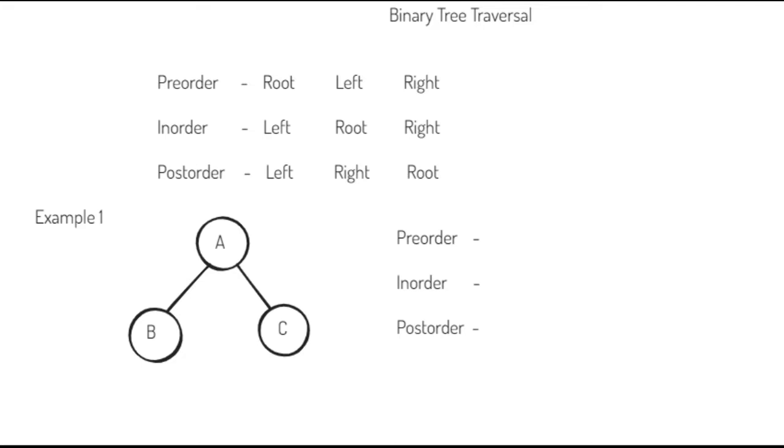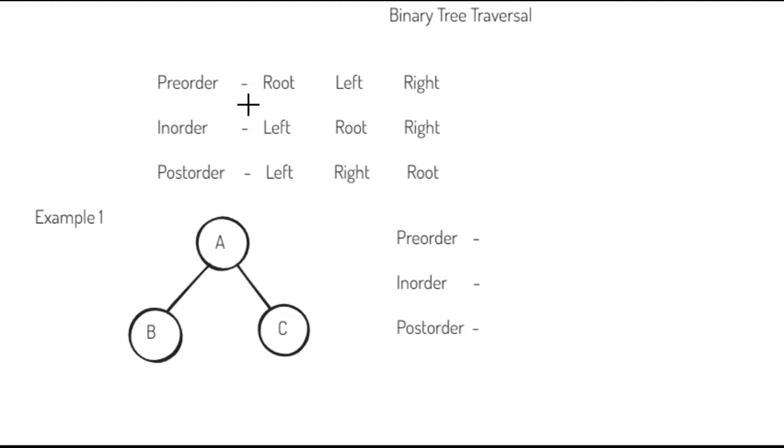The second one is in order. In order, we add those nodes in the list which we visited for the second time. And the third one is post order. In post order, we add those nodes in the list which we visited for the third time.